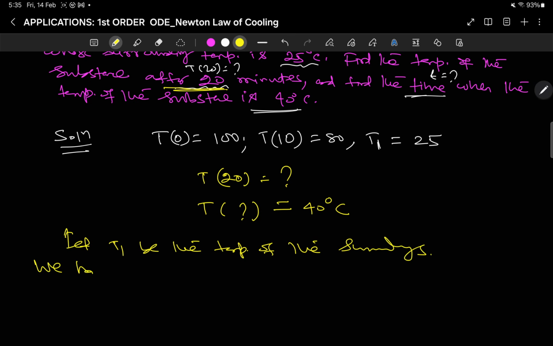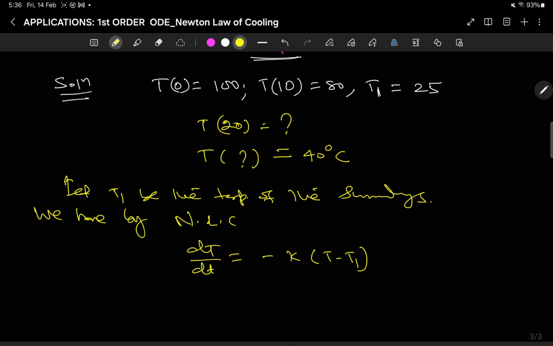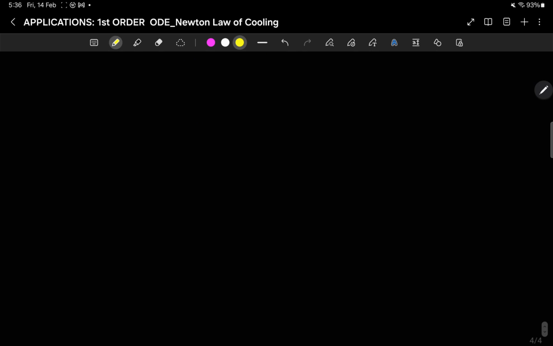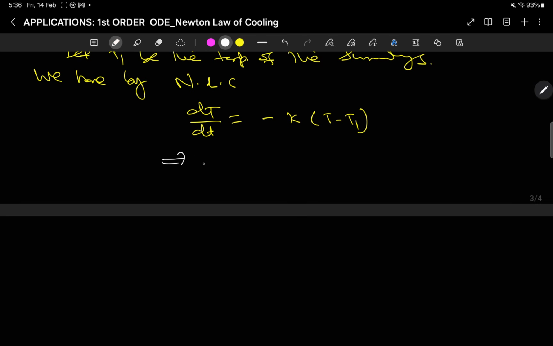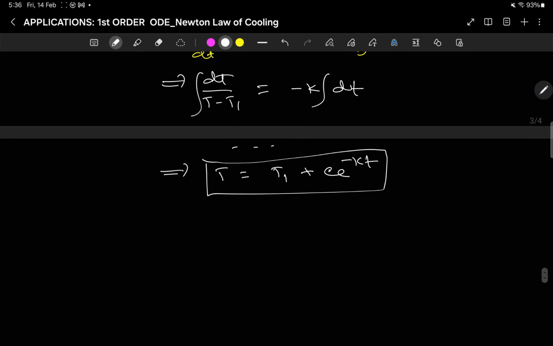We have, by Newton's law of cooling, dT/dt is minus k times (T minus T1). Okay, so if you simplify it, this implies dT/(T minus T1) is minus k times dt. If you integrate both sides, you will get T is equal to T1 plus C e to the power minus kt.